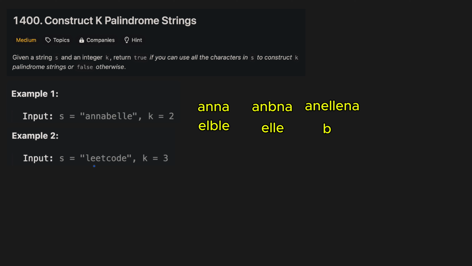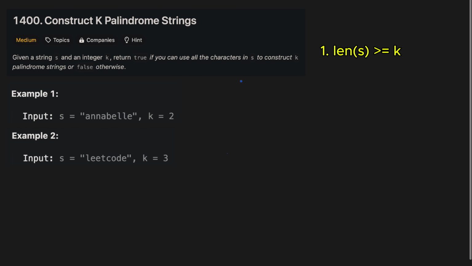But in example 2, for "leetcode" and k equal to 3, it is impossible to construct three palindromes using the characters of string s. To solve this problem, let's make some important observations. First observation is we must have at least k characters in the given string. For example, if our string is "a" and k is equal to 2, then it would be impossible to create two different palindrome strings simply because we don't have enough characters in the given string.